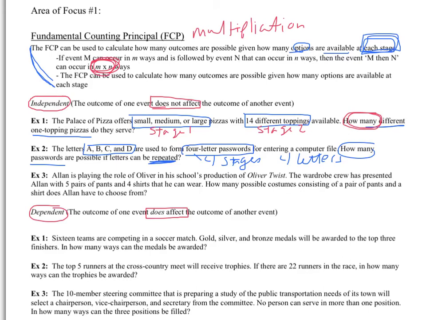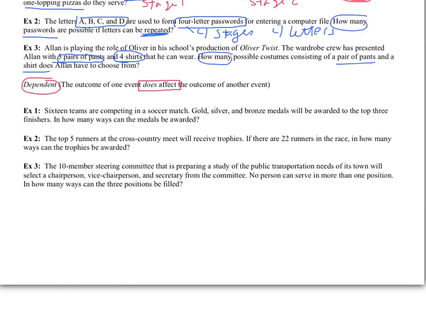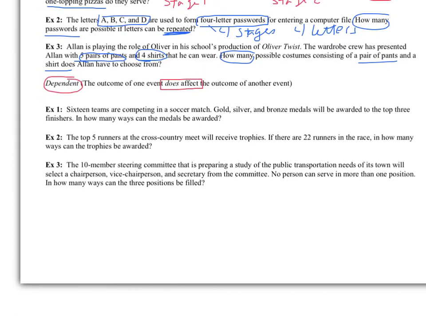And the next one says Alan is playing the role of Oliver in his school production of Oliver Twist. The wardrobe crew has presented 5 pairs of pants and 14 shirts that he can wear. How many possible outcomes, or how many possible costumes consisting of a pair of pants and a shirt can he create? Again, how many?